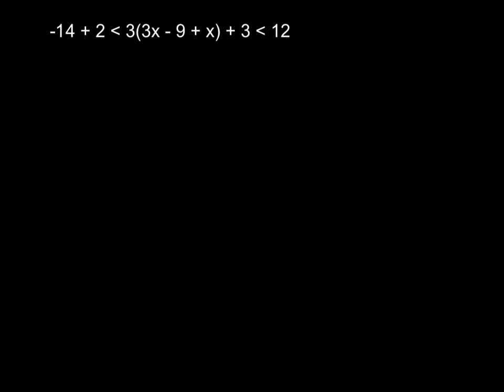Alright, our fourth problem. We have another one that's going to require a little bit of work. The left side, pretty easy. Negative 14 plus 2 we can do right off the bat: negative 12. In the middle, we're going to have to distribute that 3 to get 9x minus 27 plus 3x, and then we add the final 3. On the right side, we just have 12.